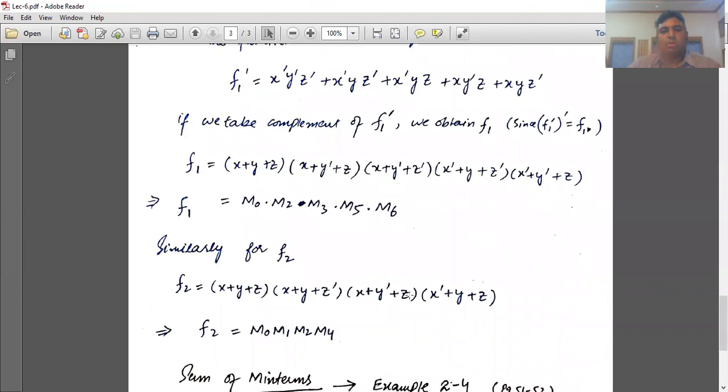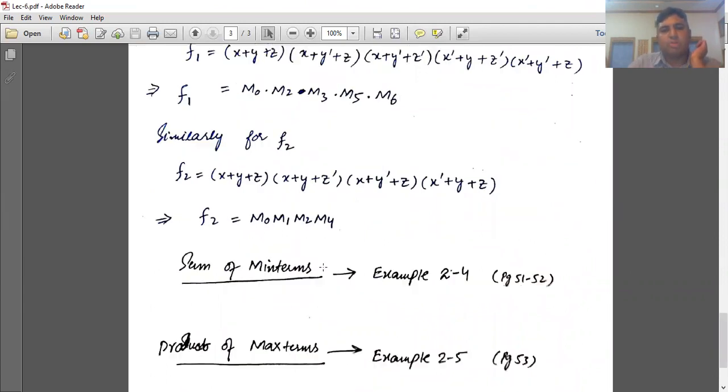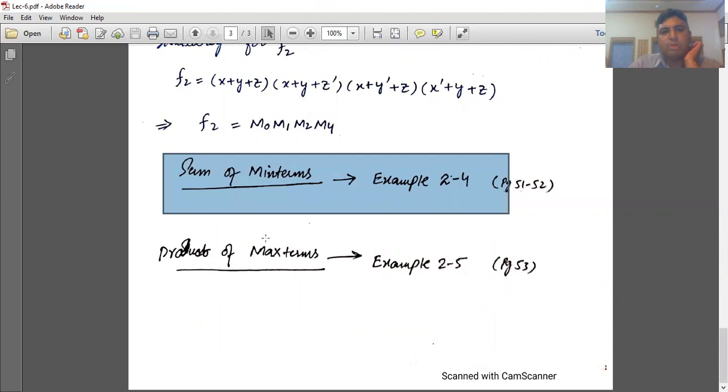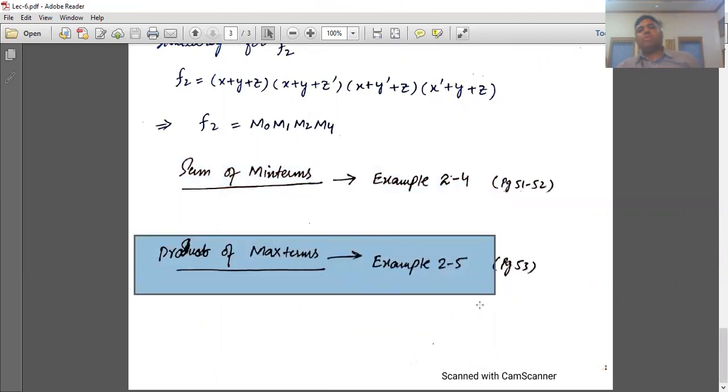So this is the method of forming min terms and max terms. Now by the end of the lecture, there is an example 2.4 of sum of min terms, and there is an example in the book of product of max terms. These two examples we will do directly from the book. I have not written these two examples in this lecture, because we can do it directly from the book. So now I am sharing the book pages here.